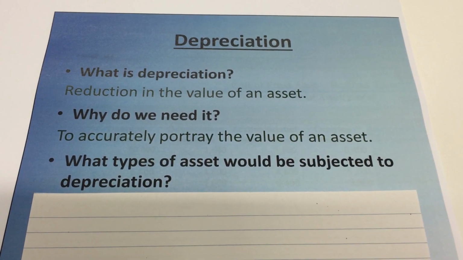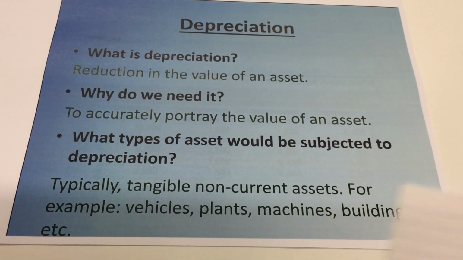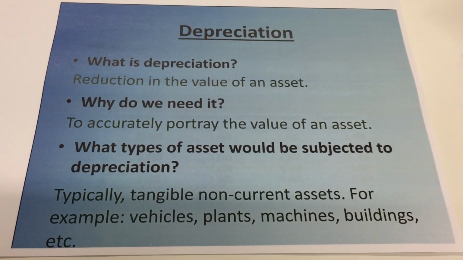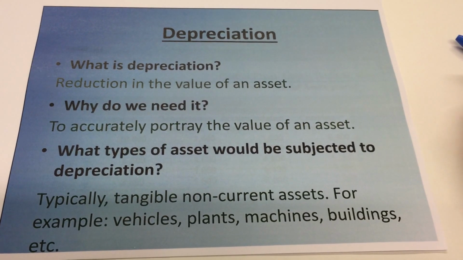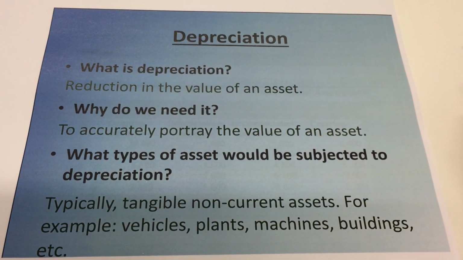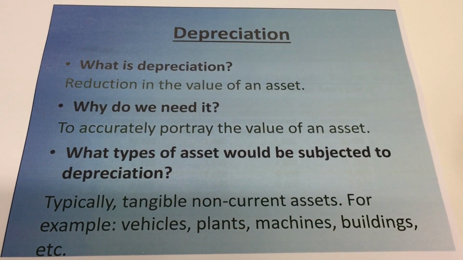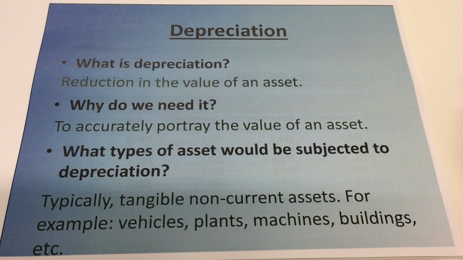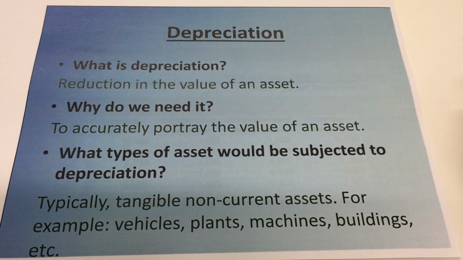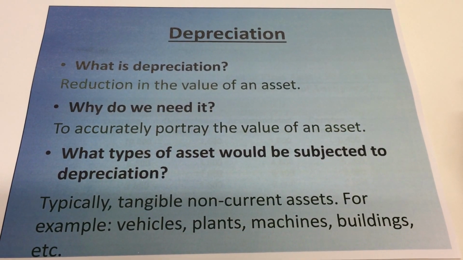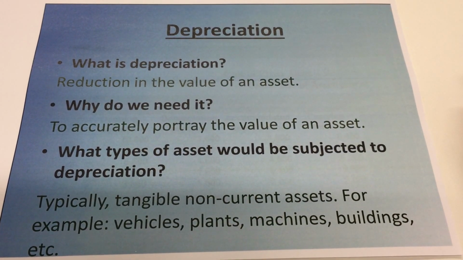What type of asset will be subject to depreciation? Typically, tangible non-current assets such as motor vehicles, plants, machines, buildings, etc. The reason why tangible is because intangible assets are usually subject to amortization, which will be discussed in another topic. And the current assets, well, their value is likely to change within the next 12 months. So therefore, we're not worried about the revaluation of those assets.